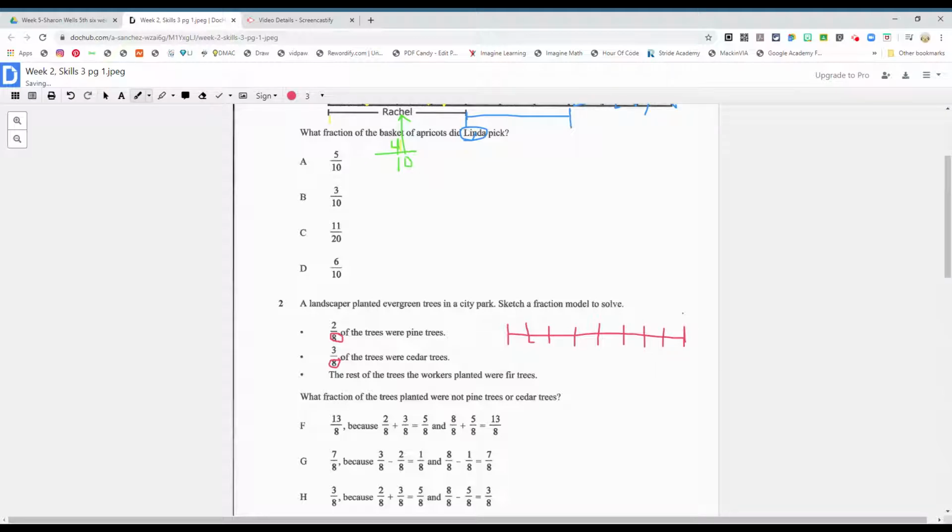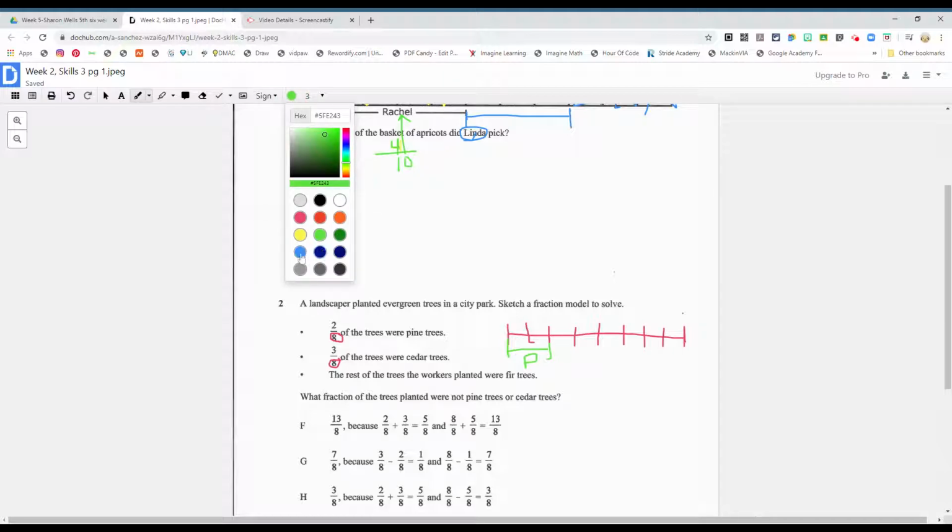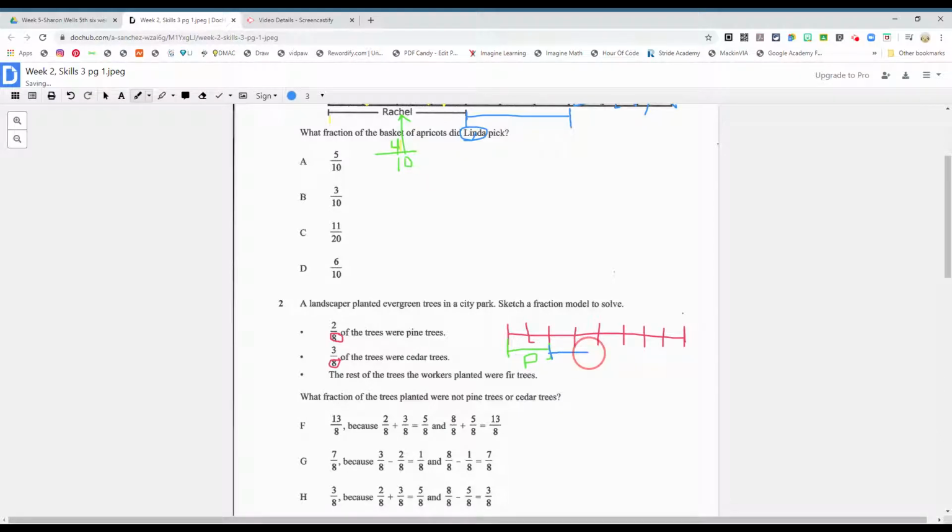Okay, so 2 8s were pine. I'm going to change my color. 2 out of the 8. So 1, 2. 2 out of the 8 were pine trees. I'm going to put a big P for pine. And then 3/8 were cedar. So 1, 2, 3 were cedar. I'm going to put a big C right there for cedar.